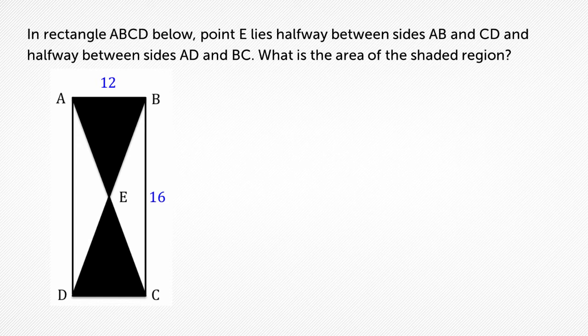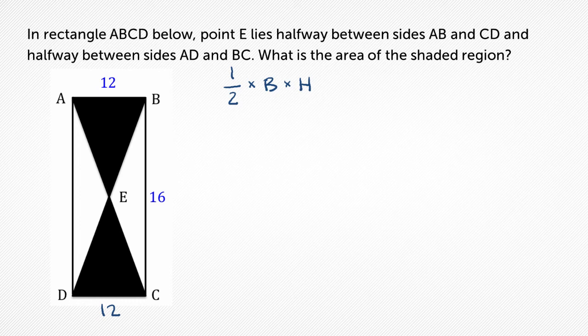of the shaded region. I know that the formula for the area of a triangle is just 1/2 times the base times the height. So let's take a look at our two triangles here. Well, I know that the base for each triangle is going to be 12. That side length is given to me. Now I need to find the height.